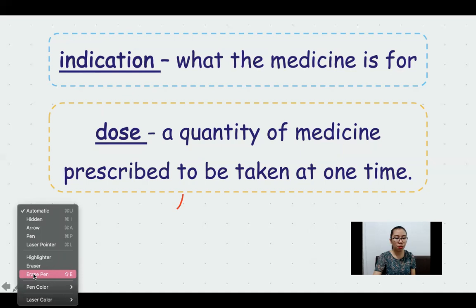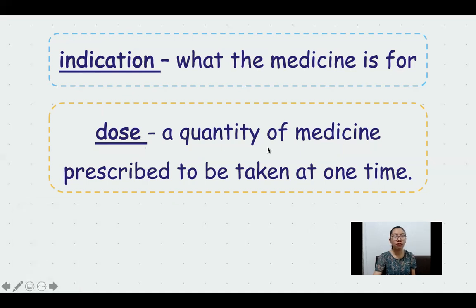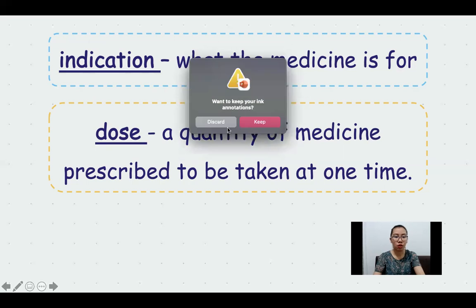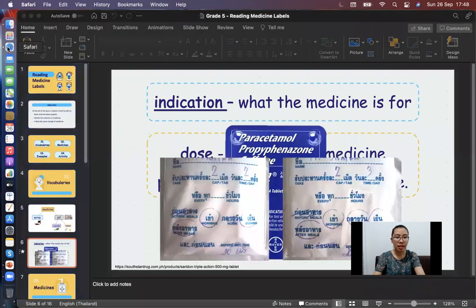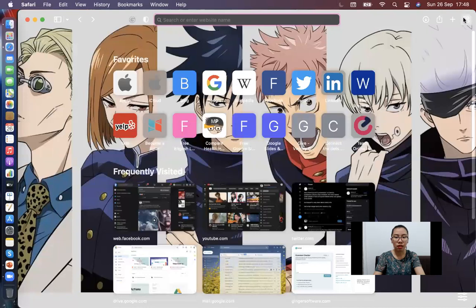Now, we also have dose, a quantity of medicine prescribed to be taken at home. So if you have a fever, how many times do you take this? You need to take it one, two, three times in one day. That is dosage. If you did not understand, let's look at the meaning of dosage.